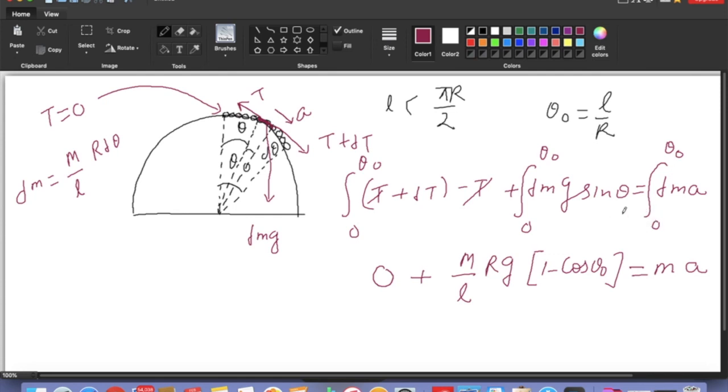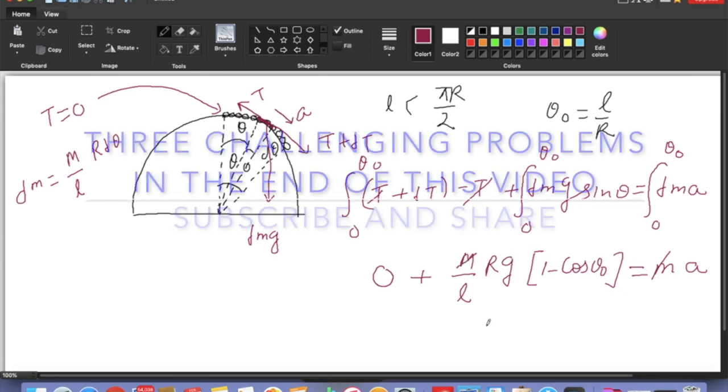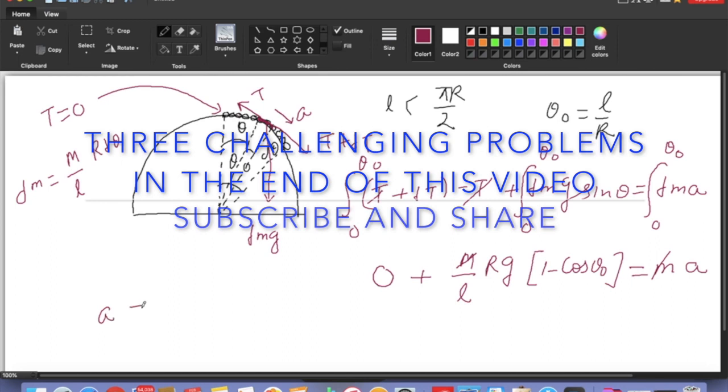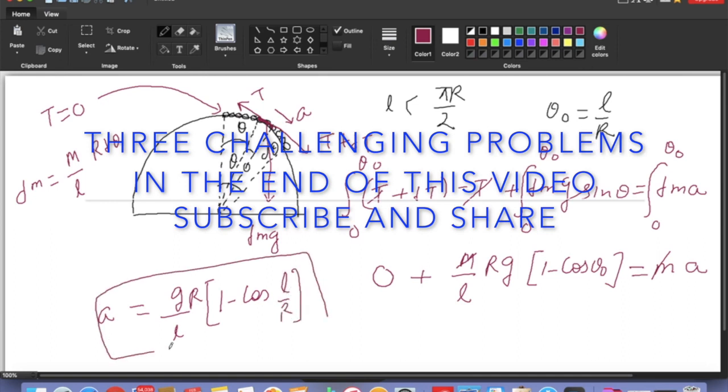You have two choices. You can write down the value of dm here, then integrate it from 0 to theta naught, or you just take the acceleration out and then integrate dm. When you integrate dm, you will get the total mass m. Okay, m and m get cancelled and this is your fantastic answer. Acceleration is equal to g divided by L into r times 1 minus cos theta naught. Theta naught is L divided by r. So this is the instantaneous acceleration of the chain.